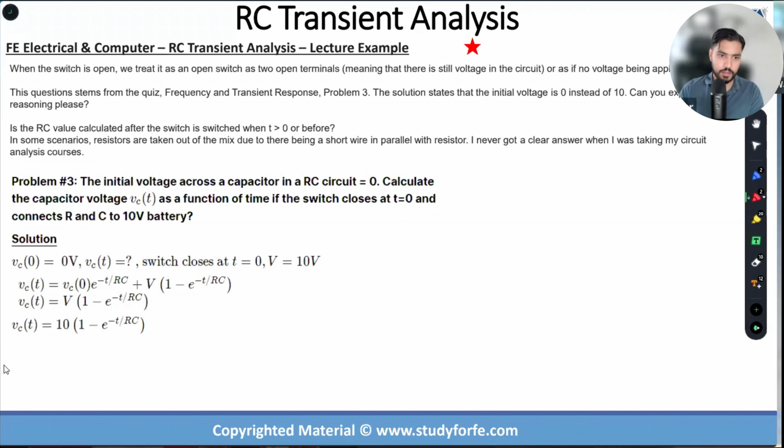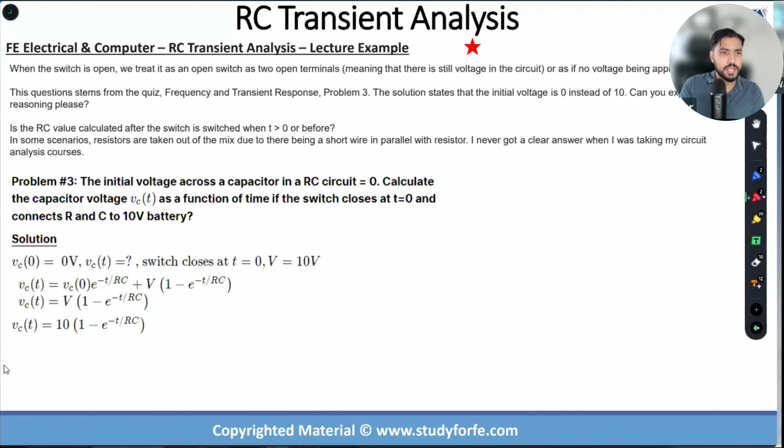Now, whether or not you're able to interpret the variables properly, whether or not you're able to identify the initial voltage and separate it from the voltage as a function of time or the external voltage, that is on you. They don't have to spoon feed you. So let us go through this question that I received from the student.